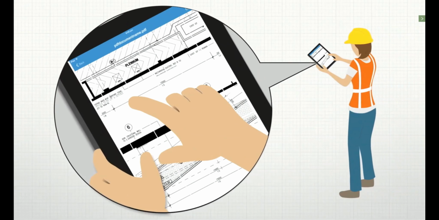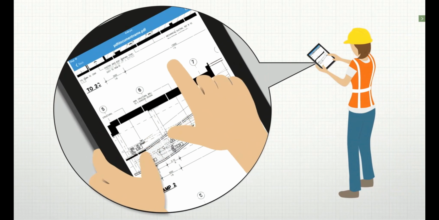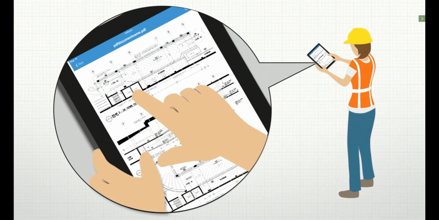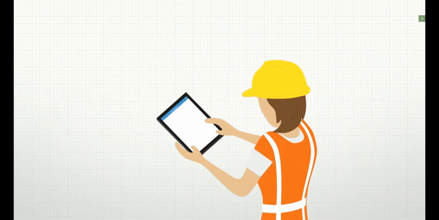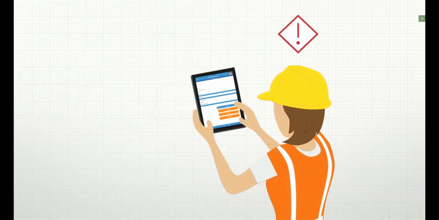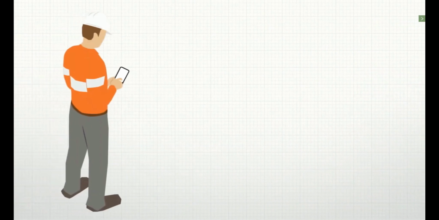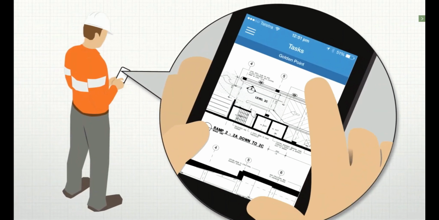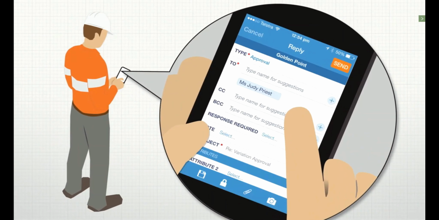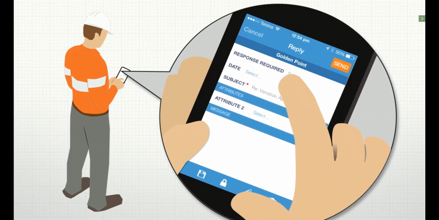On site, a subcontractor pulls up the latest version of a drawing on her tablet to check a design detail. She spots a potential issue, takes a picture, and kicks off a variation request. Instantly, our head contractor receives an alert, can check the design, and approve the variation so the project is not held up.